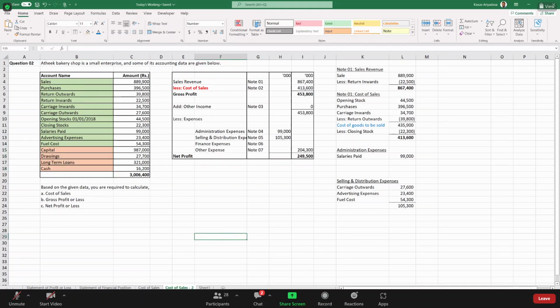Excuse me, sir. Sir, yes. Any example for carriage outwards? Carriage outwards, yes. So it is the transportation cost for selling, no? Yes. Now these delivery vans. Have you seen delivery vans? Let's say Ceylon Biscuit Limited's delivery vans.